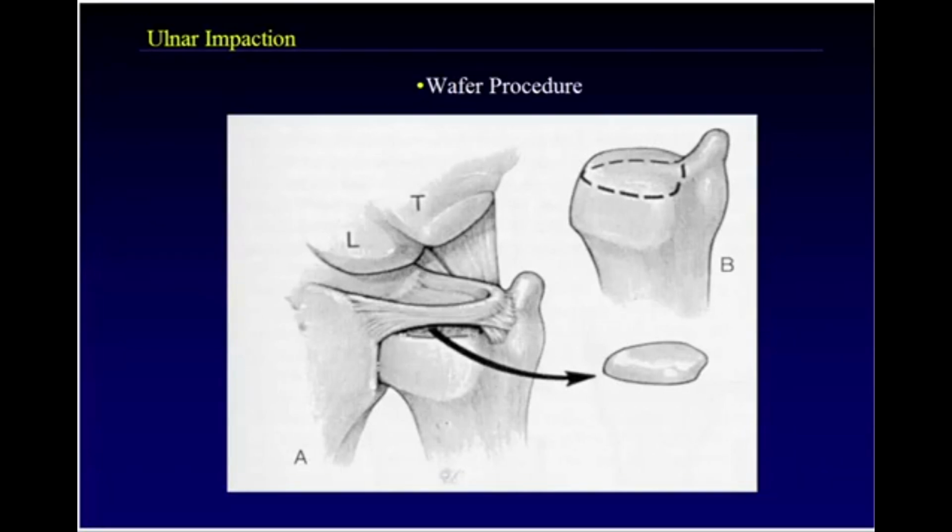You can also do a so-called wafer procedure, which is where you excise this portion of the distal ulna, preserving the ulnar attachments of the triangular fibrocartilage complex.